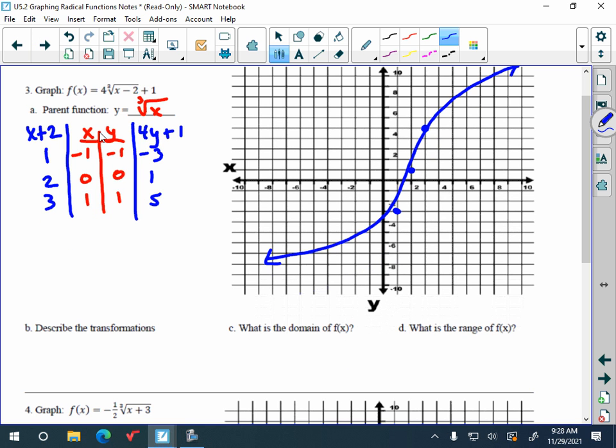Then describing the transformations, we can go right to left: vertical stretch by 4 and up 1. Again, just so you can see the parent function, if I just plot those three values, (-1, -1), (0, 0), (1, 1), that's basically what the parent function looks like.